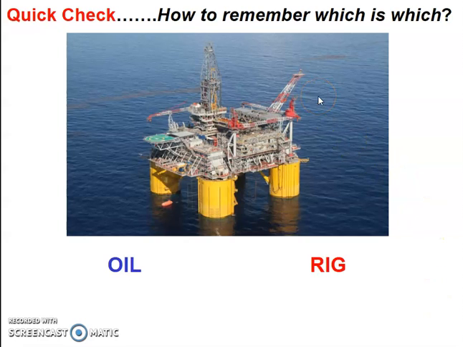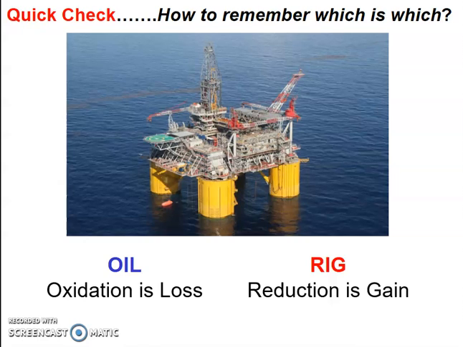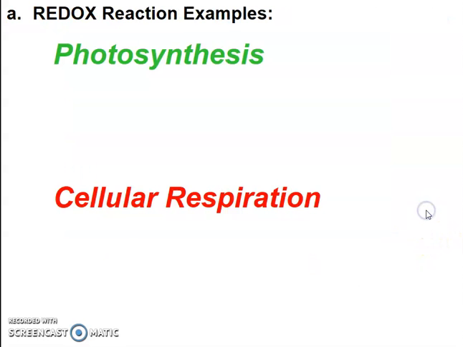How can you remember all that? It gets a little crazy. Think of an oil rig that you see out here in the sea drilling for oil. OIL could stand for oxidation is loss. So remember that oxidation always means that you're losing electrons, and RIG, reduction, is gain. So the reduction is the process of gaining electrons. A lot of students always forget the difference between oxidation and reduction. Maybe oil rig will help you remember that on upcoming tests or quizzes.